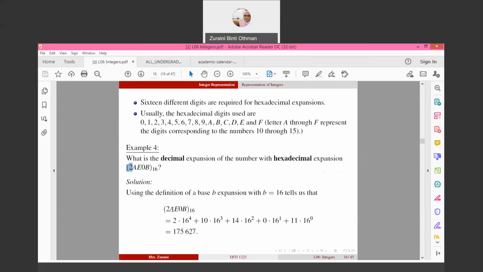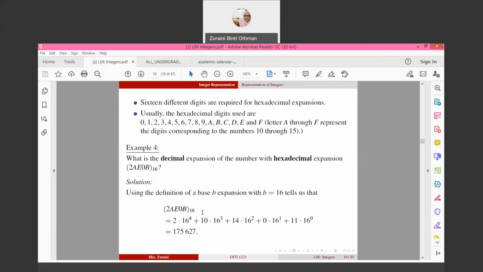Okay, so now for A, E and B, we have to find the original value for that particular alphabet, which is A is 10 and E is 14 and B is 11 for here, and we sum it all together, we get for decimal expansion is 175,627.